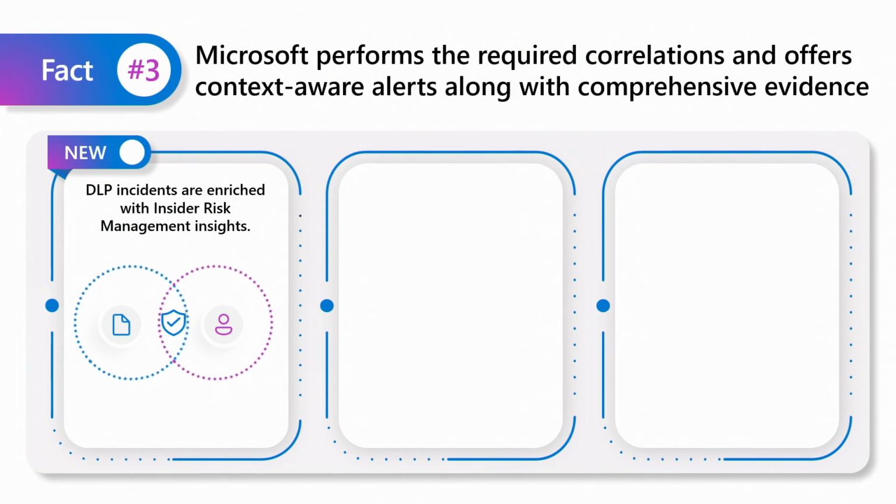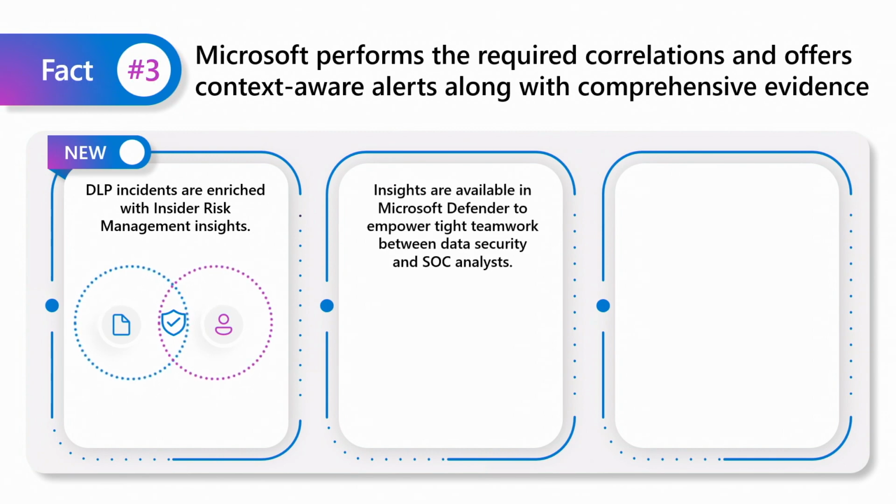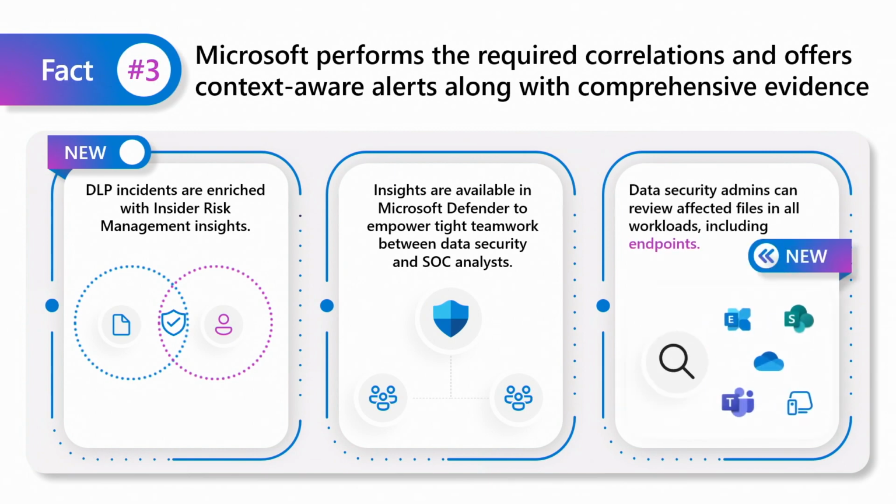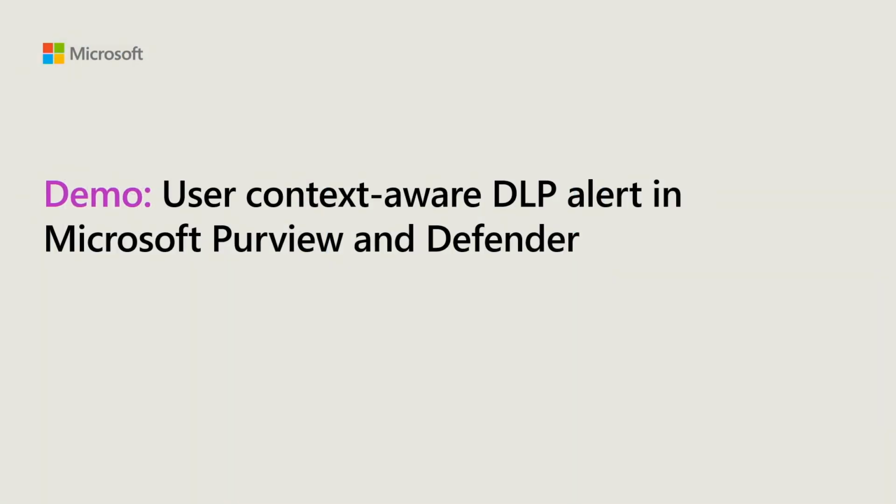So to just recap here, we have adaptive protection bringing DLP and IRM together to respond to potential risk. And now at the detection level, we are also bringing IRM insights into the DLP incident detected in your environment. So from detection to response, you have user context all along. And it's not just in Purview, it's also in Defender as well. And lastly, it's easier for you to now see the endpoint file that's got impacted in a certain incident.